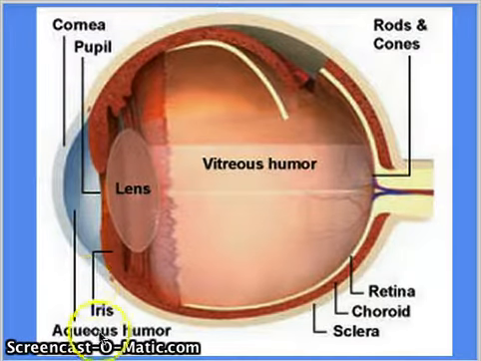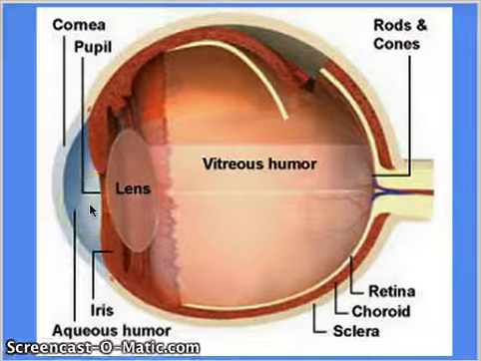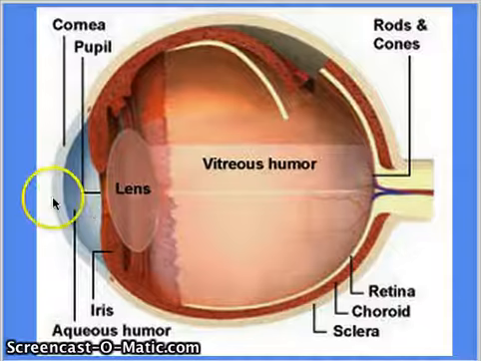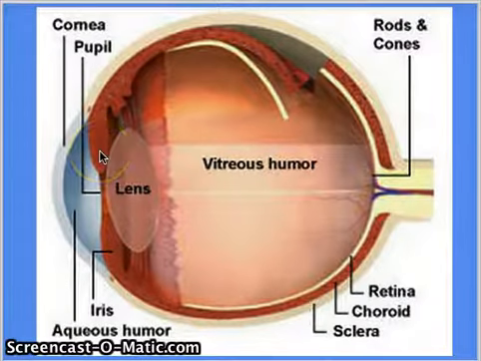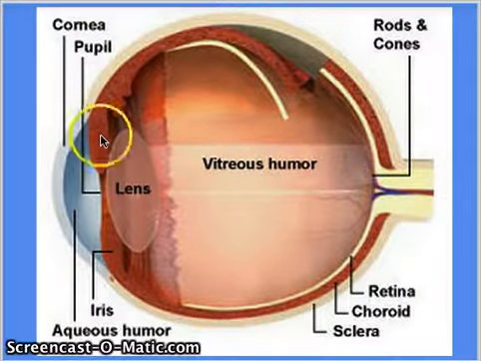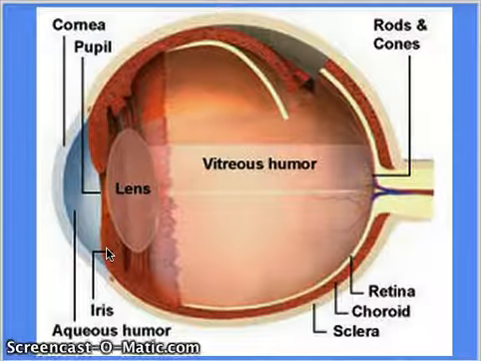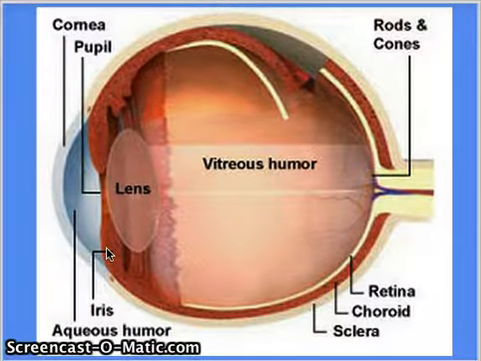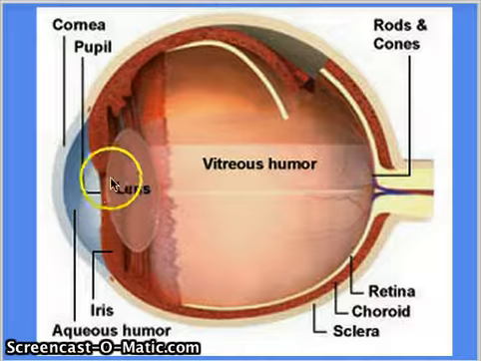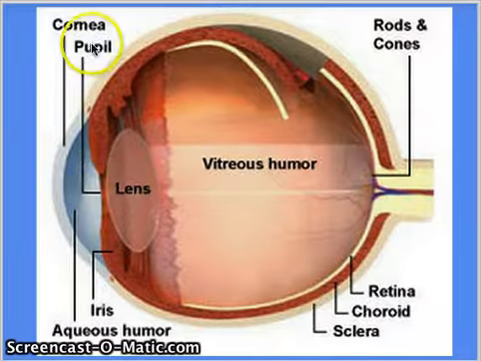Right in here is the aqueous humor. It's a fluid-filled space between the cornea and the iris. The iris right here and right here is the colored part of your eye. It surrounds the pupil and controls the size of the pupil. This opening in the iris is the pupil.